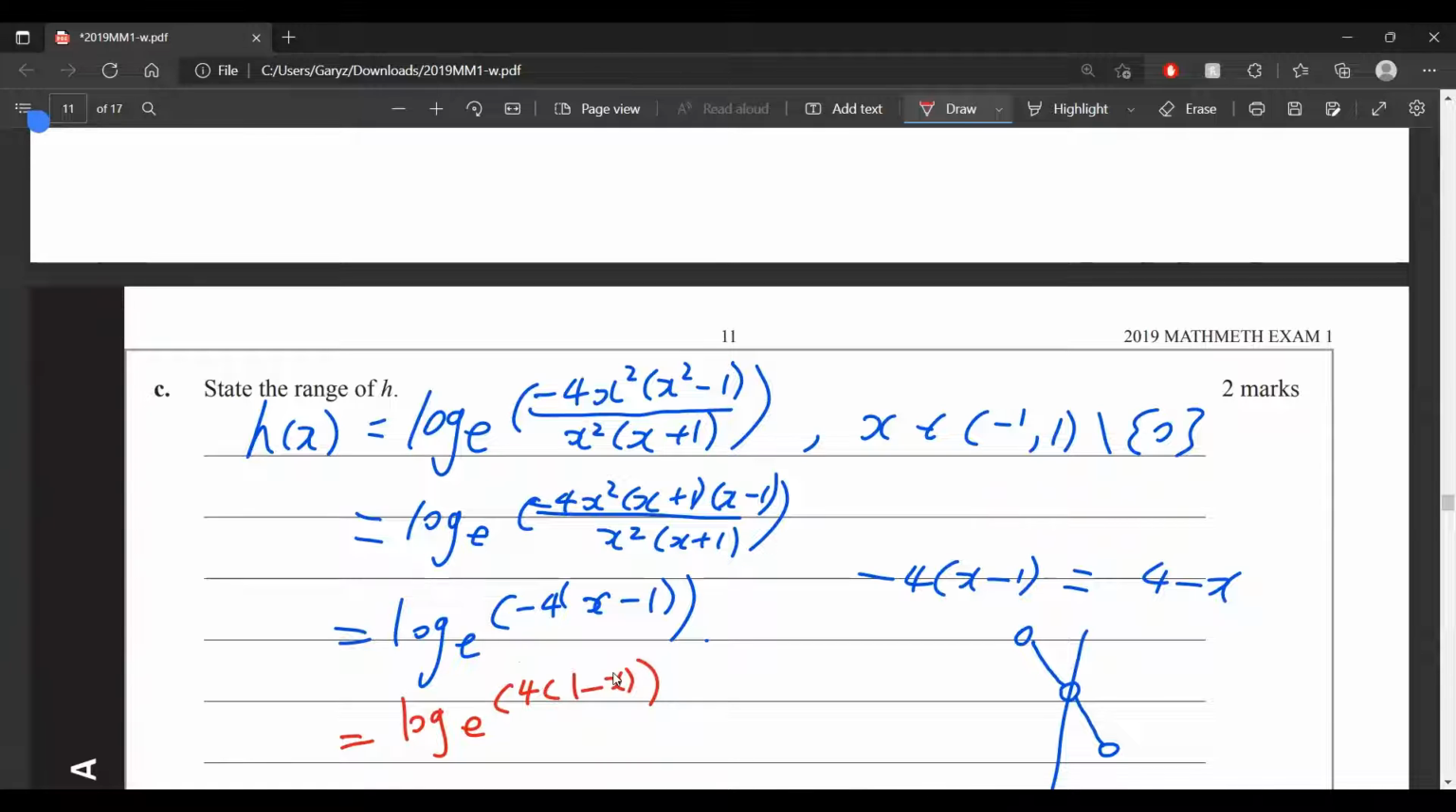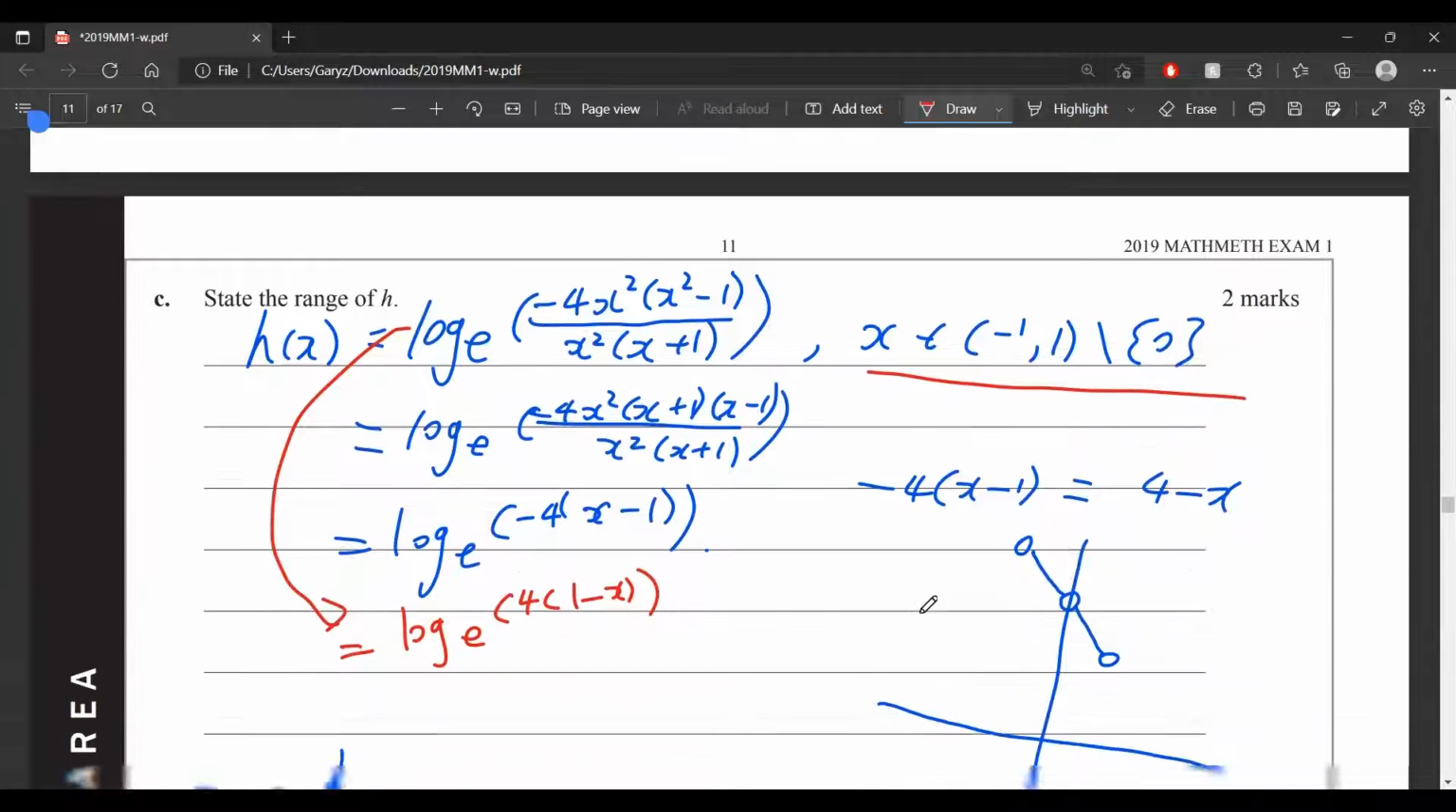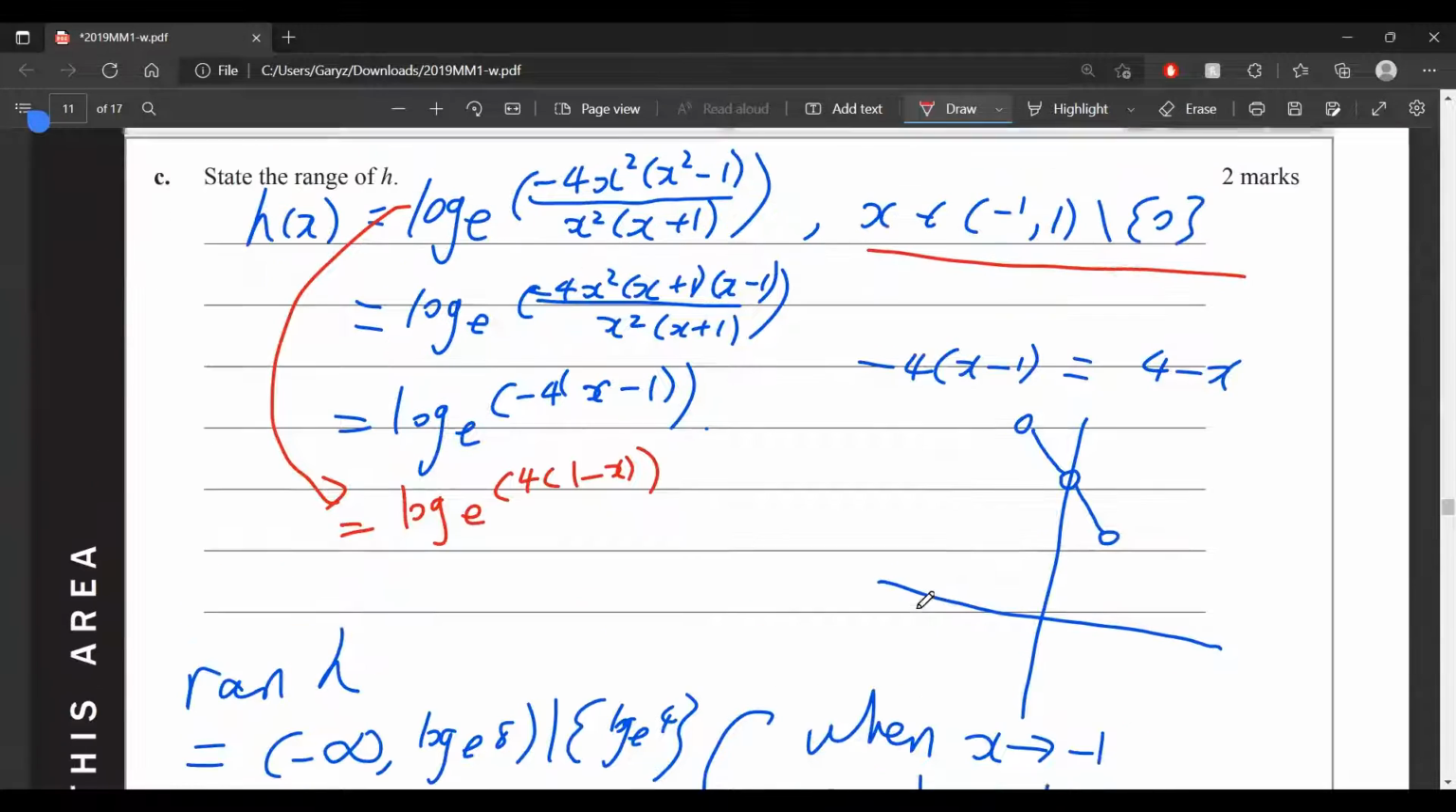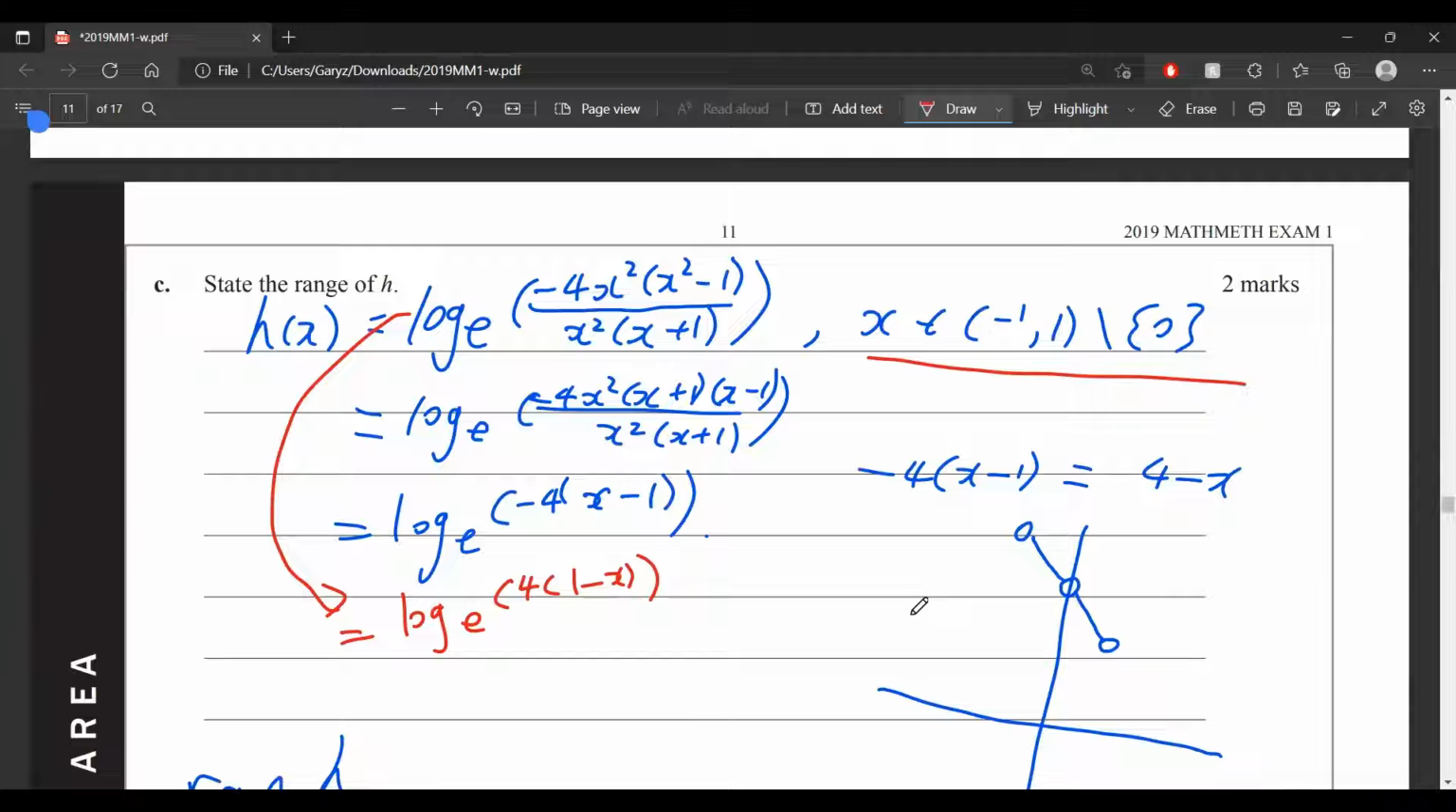Hopefully everyone knows how to get from this step to this step here, and I've shown my working out here anyway. It's just canceling out top and bottom, basically. Also, we have to know that this is our domain for x here. What we want to focus on is the inner part of this, in other words, 4 minus x.